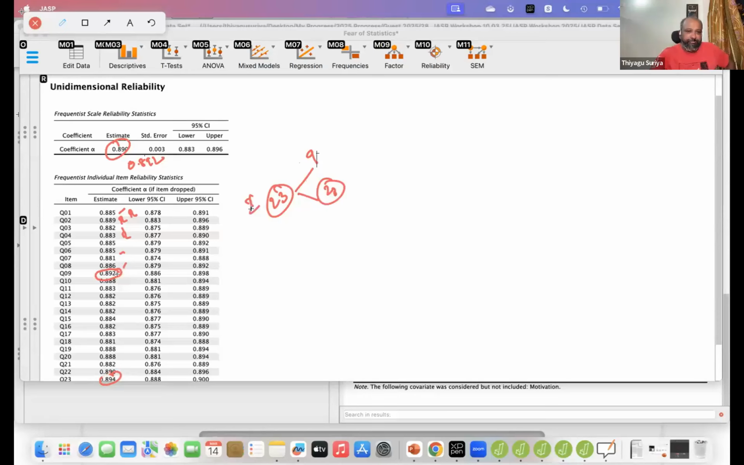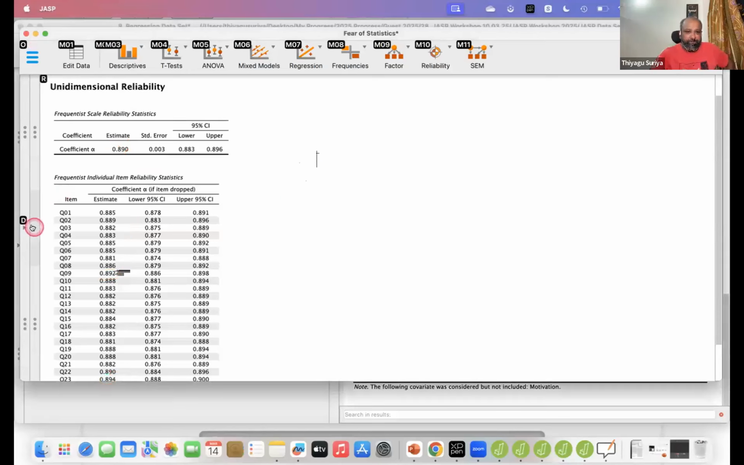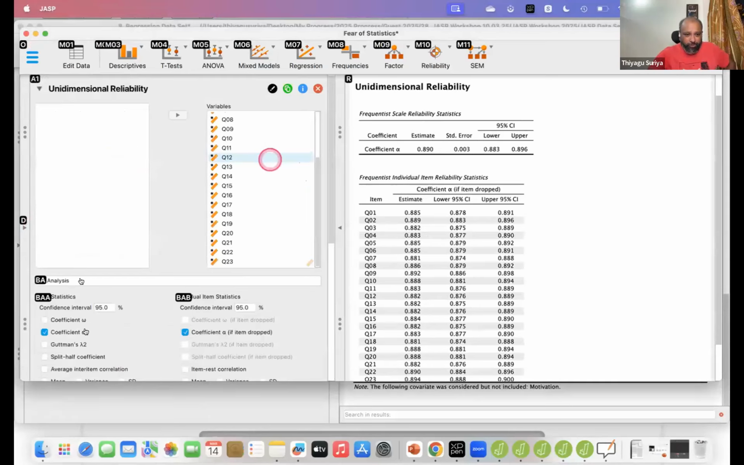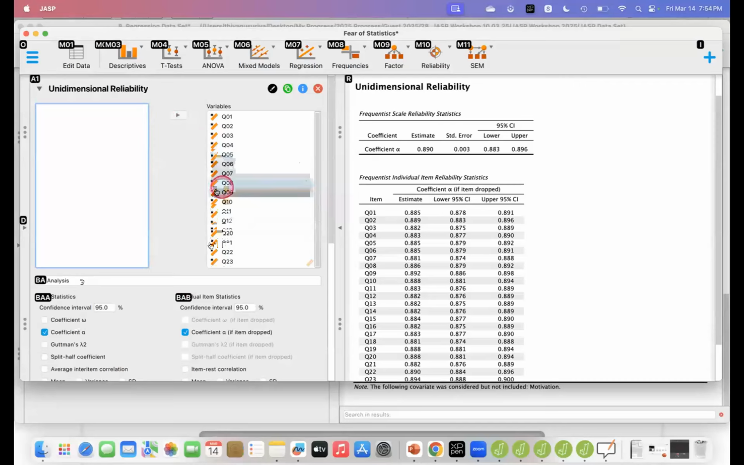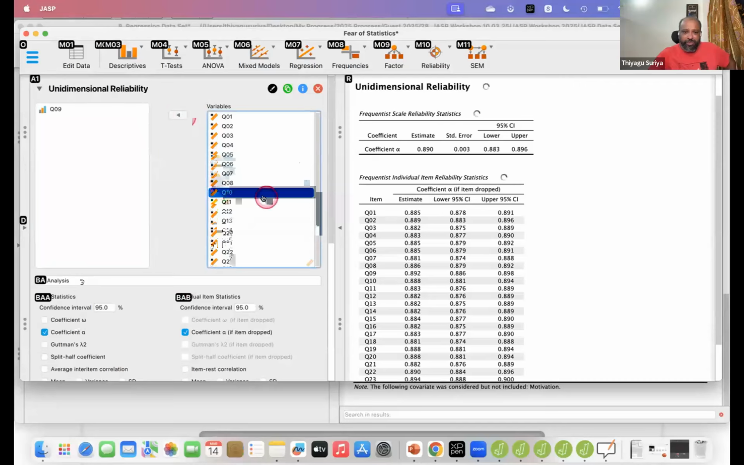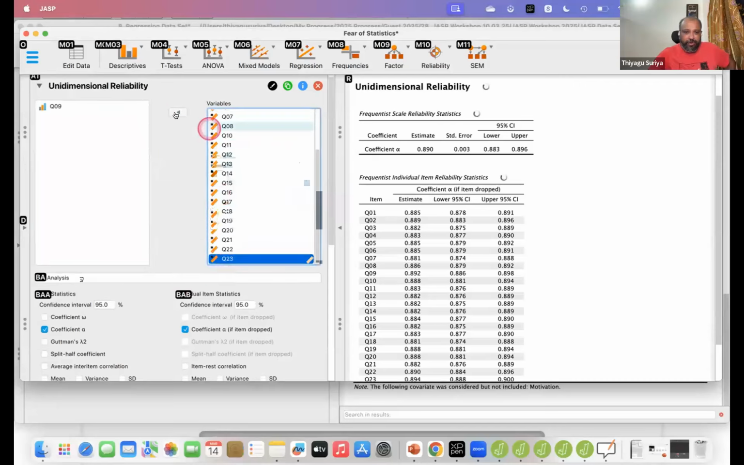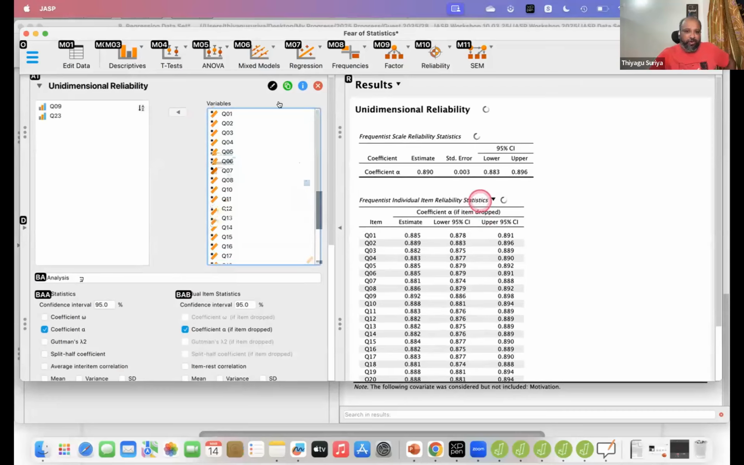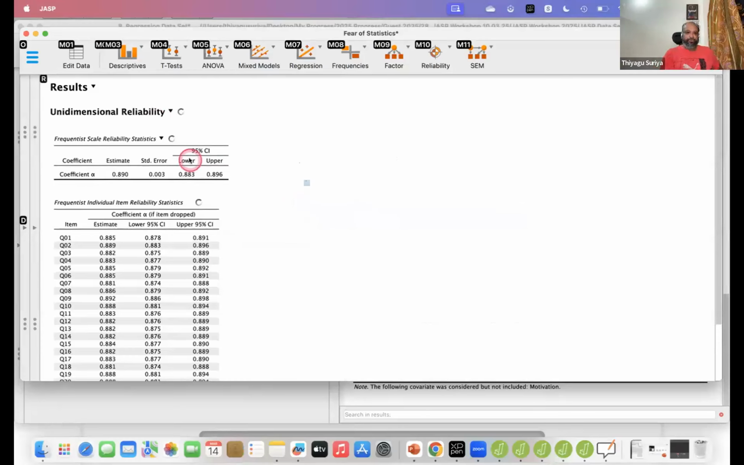How to remove them? Any idea? Go back here, to the reverse scale item. Which are the items? 9 and 23. Select items 9 and 23 from the dimension. Now you can see my value is changing.